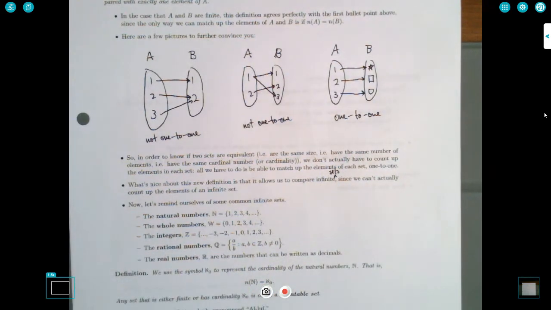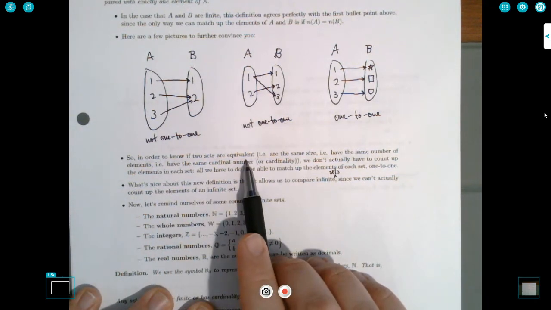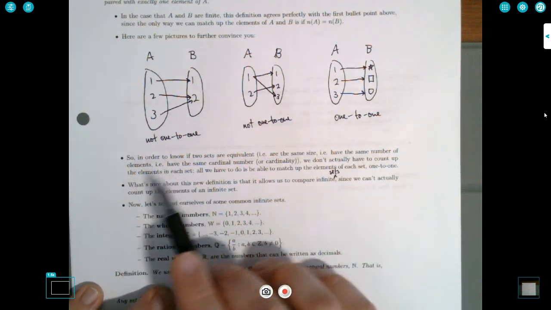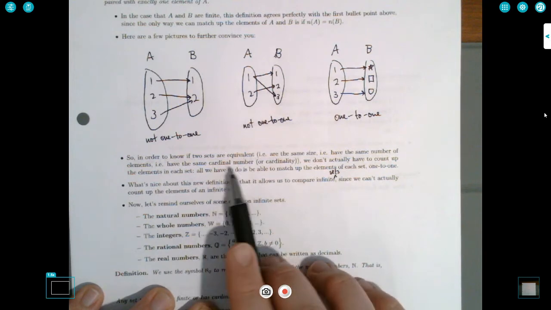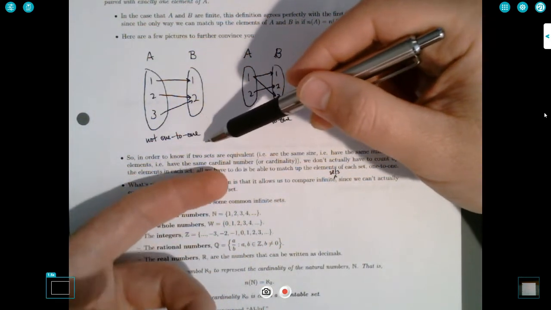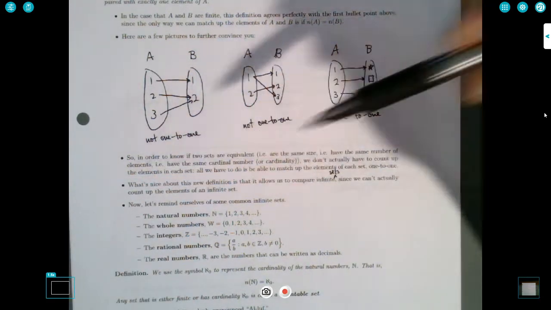Infinite sets. Since we can't actually count up the elements of an infinite set, in order to know if two sets are equivalent, in other words, the same size, whether or not they have the same number of elements, or the same cardinal number or cardinality, we don't actually have to count up the number of elements in each set.